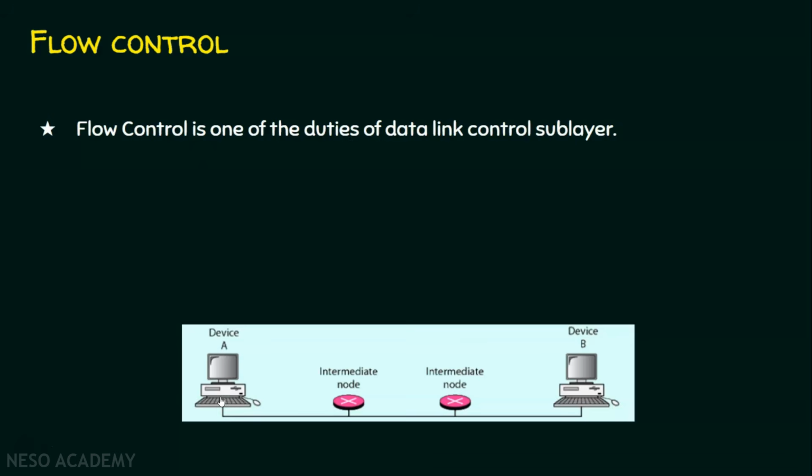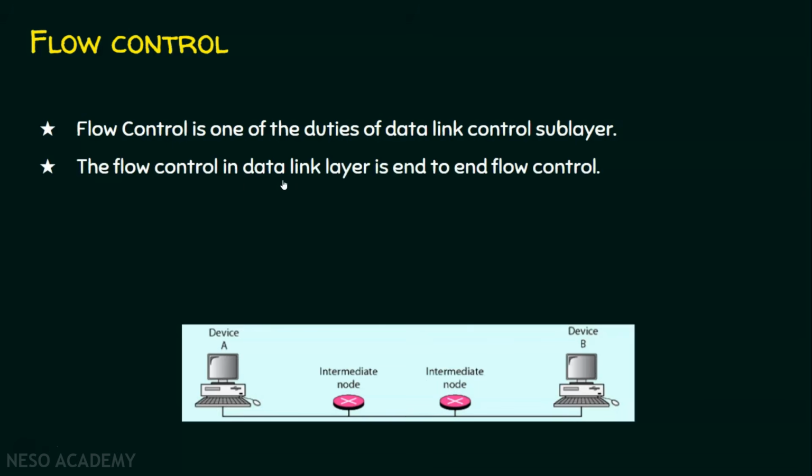Flow control means it is going to deal with the end-to-end flow control in the communication between device A and device B, where device A and device B are the end devices. Flow control can also be established between these two nodes. We are not talking about the flow control between these two nodes. We are talking about between end devices. The flow control in the data link layer is end-to-end flow control.